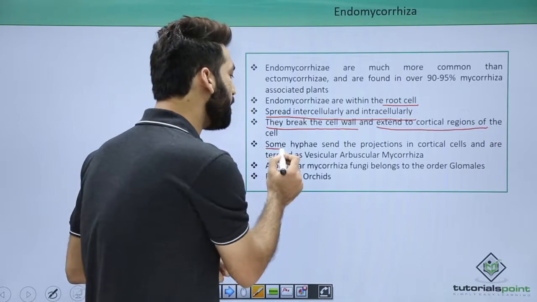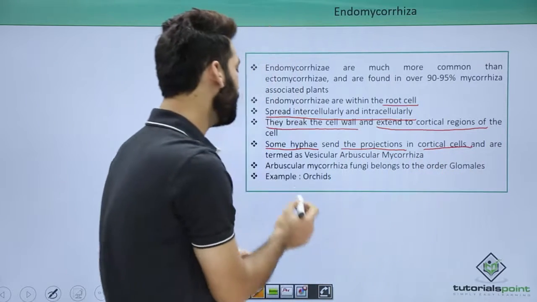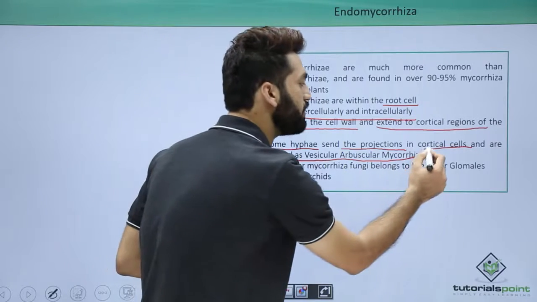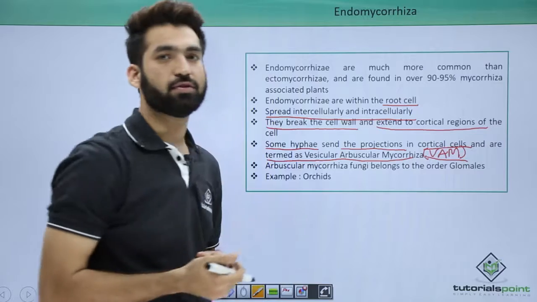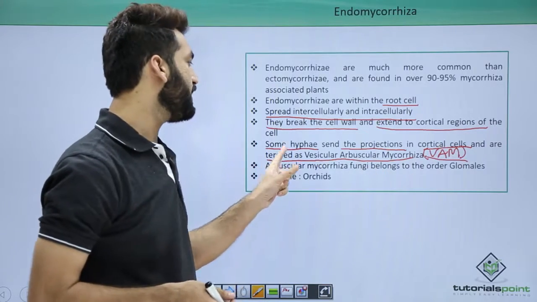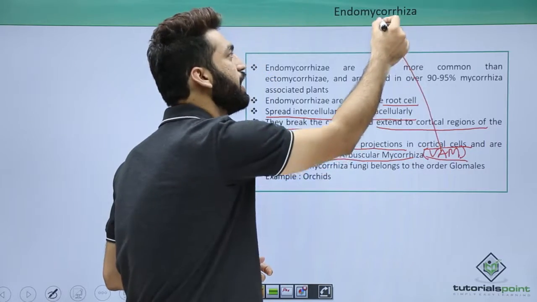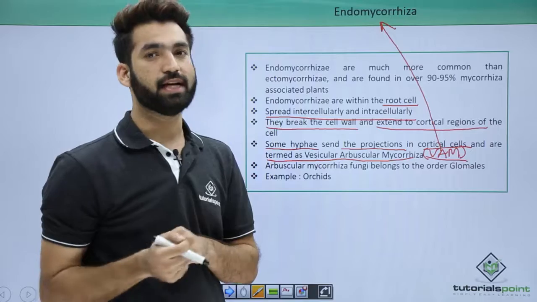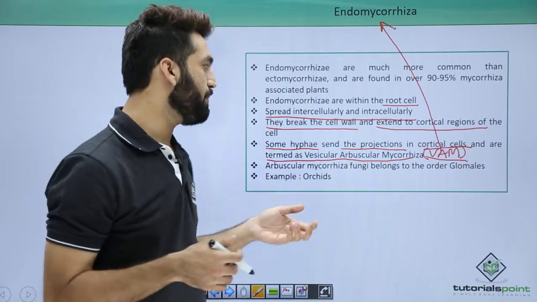Now what also happens in some hyphae, they send the projection to the cortical cell and they are termed as vesicular or vascular mycorrhiza. Very important thing, they would ask you about VAM. And this VAM has been coming in most of the exams. VAM stands for vesicular or vascular mycorrhiza, and VAM are formed by endomycorrhiza. So this has been asked many a times that VAM are associated with, your answer should be VAM are associated with endomycorrhiza.